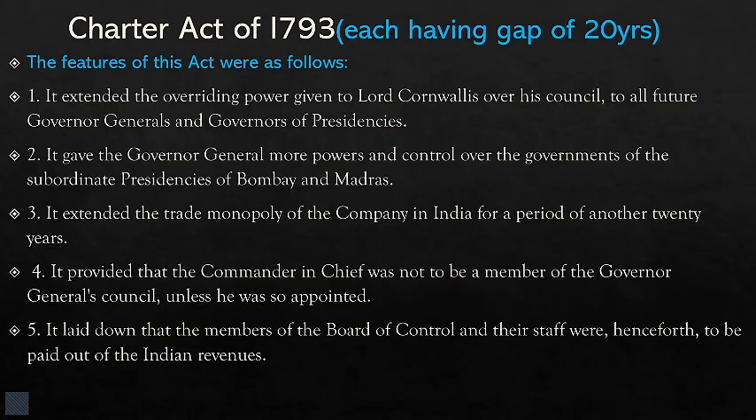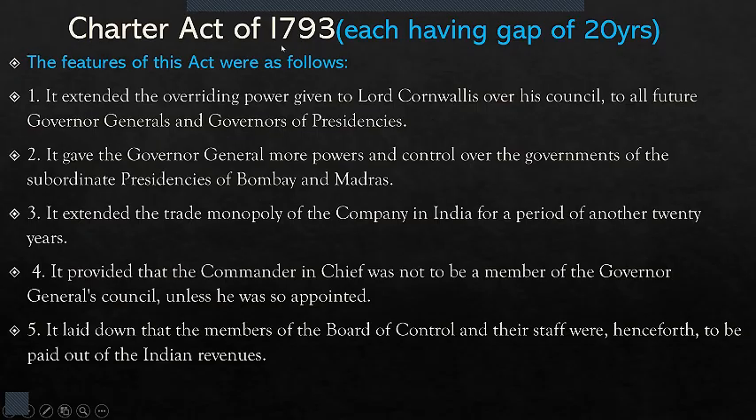If you are not able to remember the years, this is a very small trick where you can learn their word: charter. In Hindi, char means four. Four acts, the first of 1793, and each having a gap of 20 years. So the second will be 1813, then 1833, then 1853. So this is how our Charter Acts are.